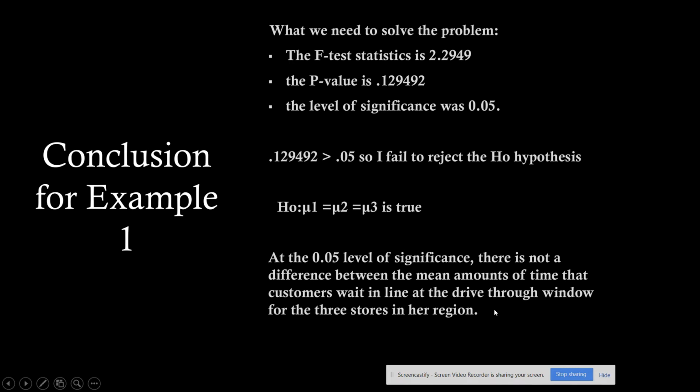So that's basically what I'm saying. So what am I looking for? She wanted to know if there is a difference. So I'm concluding that there is not a difference. That's how you do the first example.